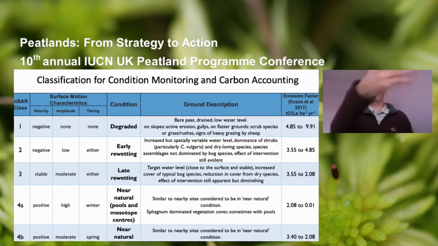We then have the surface motion characteristics in the next three columns. You've got the velocity, which is the multi-annual velocity, the amplitude, which is the amplitude of the seasonal oscillations, and the timing of those oscillations. We then have a condition statement and a ground description that we can use to validate it in the field. And then finally, in the right-hand column, we have attributed emission factors to these conditions, and that's based on the data from Evans et al. 2017.